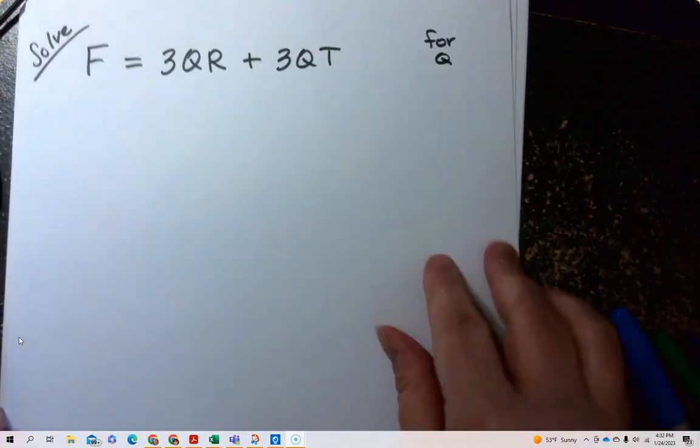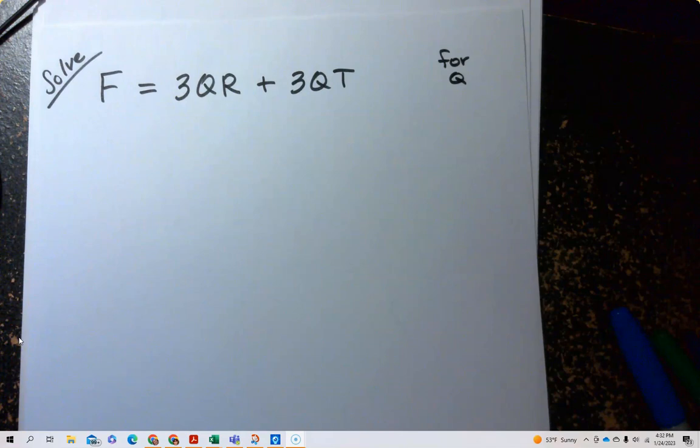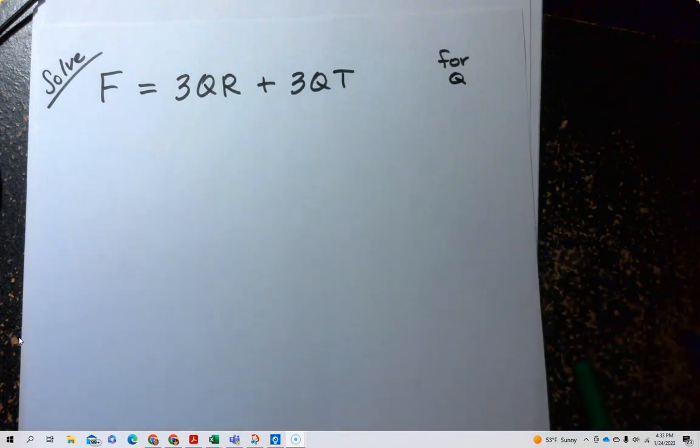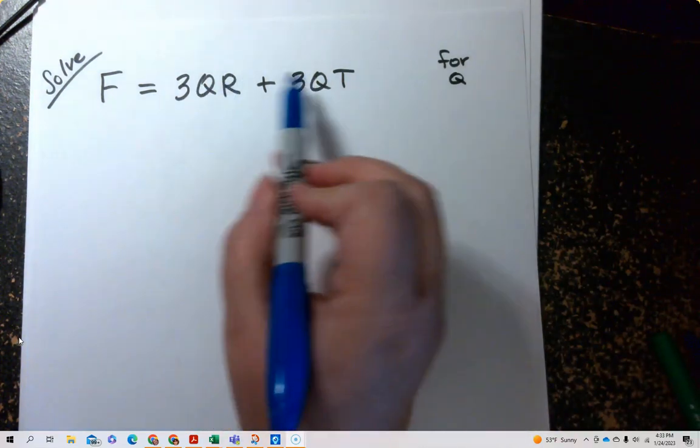All right, moving on. I'm glad we talked about factoring out the p in the last one, because look, here we have two terms, 1, 2, that both have a q in them. Not only that, they both have a 3 in them. So let's see. If I'm going to solve this for q, there's a lot of different ways I could attack this. But if I'm going to solve it for q, I think I'm just going to take the q out. I'm not going to take the 3 out.